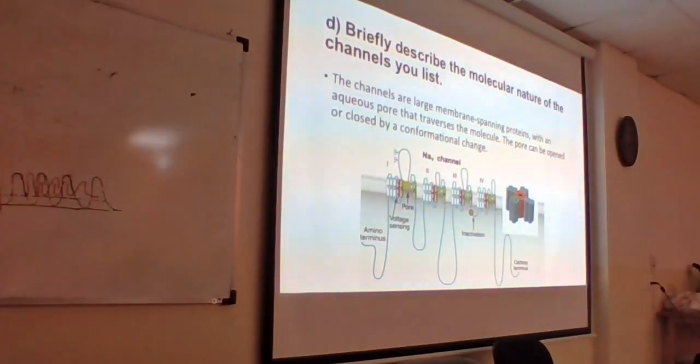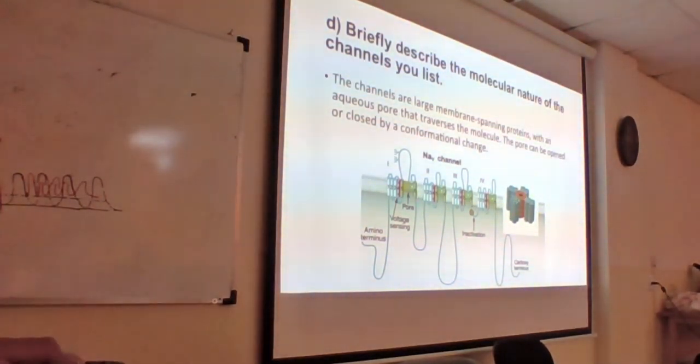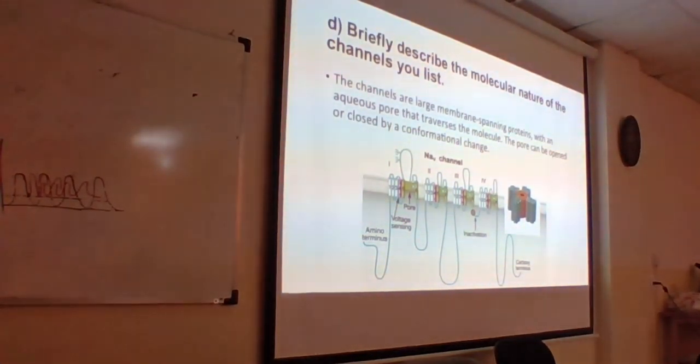Ion channels are large membrane-spanning proteins. They are transmembranous proteins, as we know, with an aqueous pore that traverses the molecule. The pore can be opened or closed by conformational change. I don't think there is need to have more information. Can I just add something? When it says aqueous pore, it just means that the inner part of this membrane protein is mostly composed of charged or polar amino acids to allow the movement of ions, because they might ask about this particular.